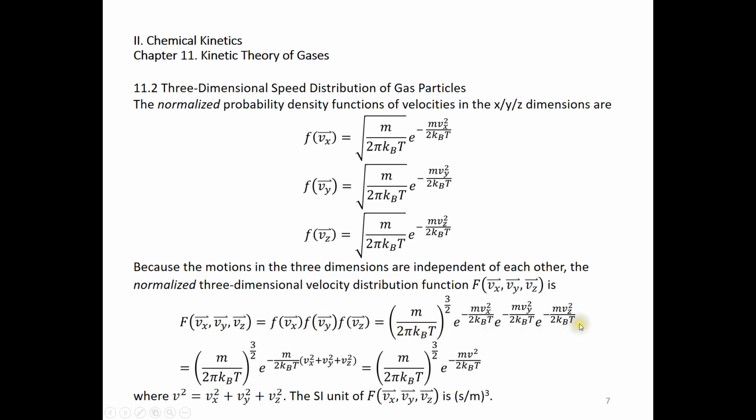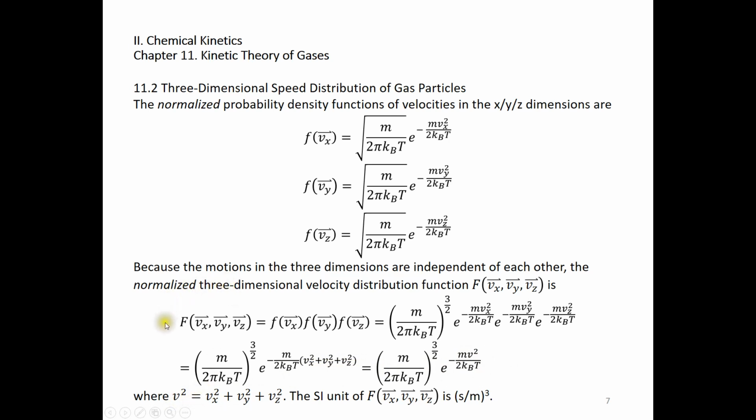Now we just multiply the three probability density functions in the x, y, and z direction. We can see this normalization factor is the same in these three equations. So now we have this m over 2 pi kbT to the power of 3 halves. And then we have a Gaussian function of Vx, a Gaussian function of Vy, and a Gaussian function of Vz. We can combine this. Over here we have Vx squared plus Vy squared plus Vz squared. What is this? Well, this is simply V squared, and V is the three-dimensional speed.